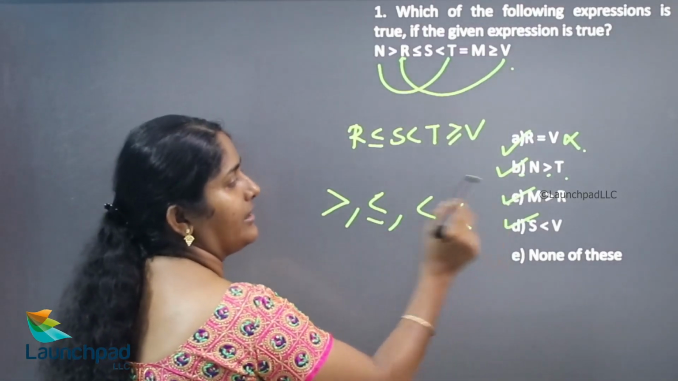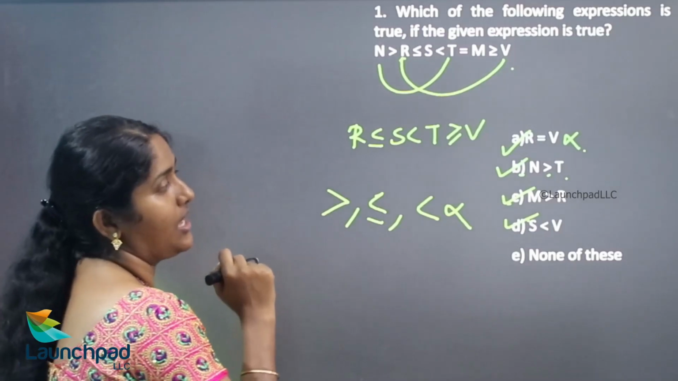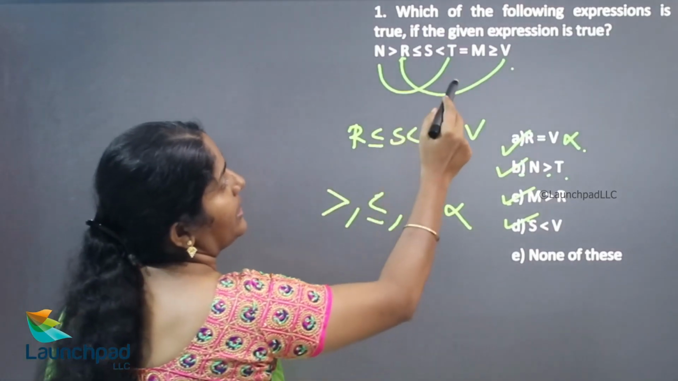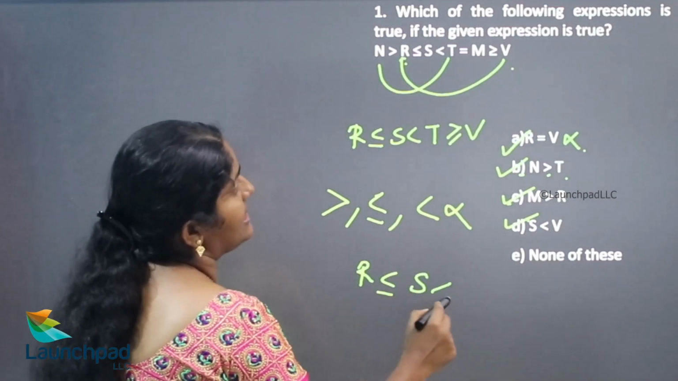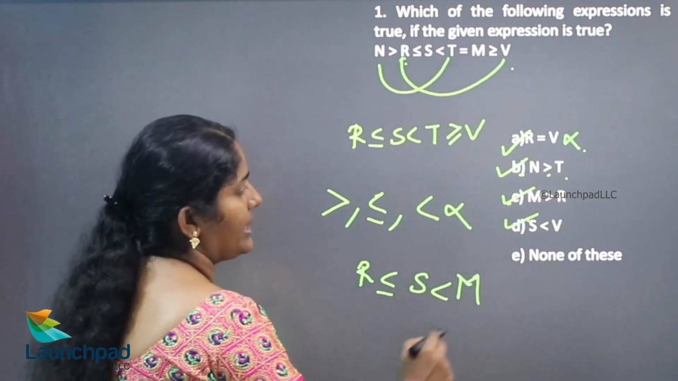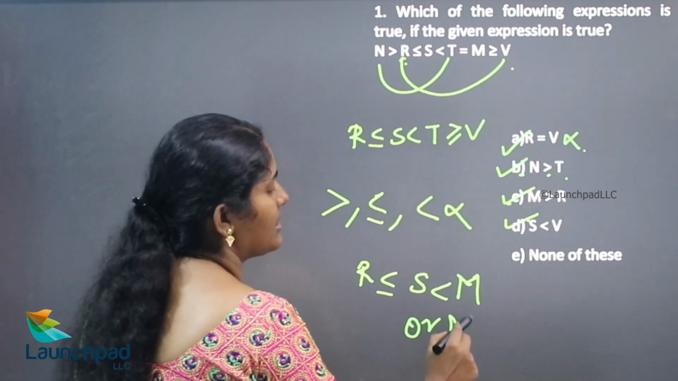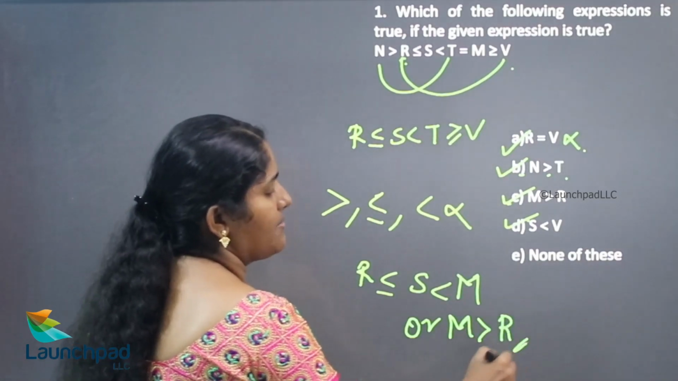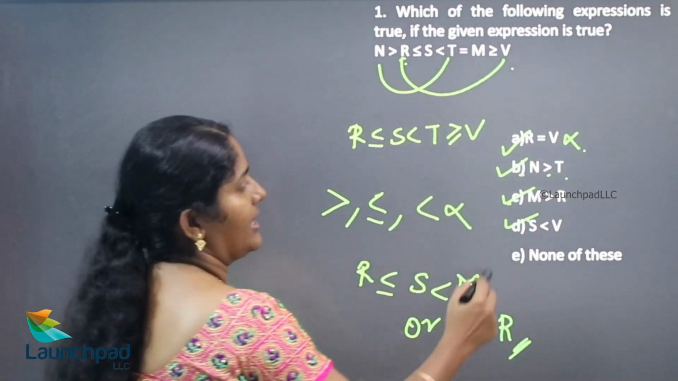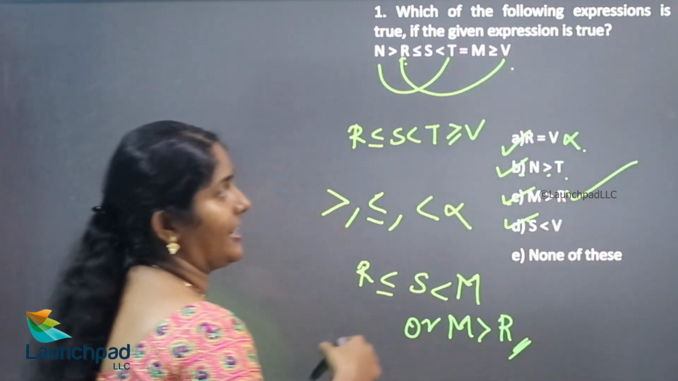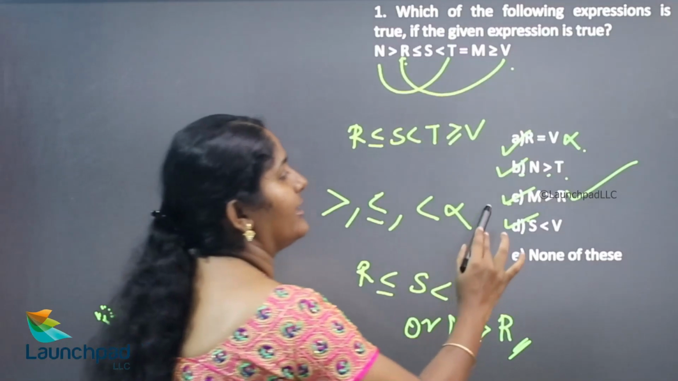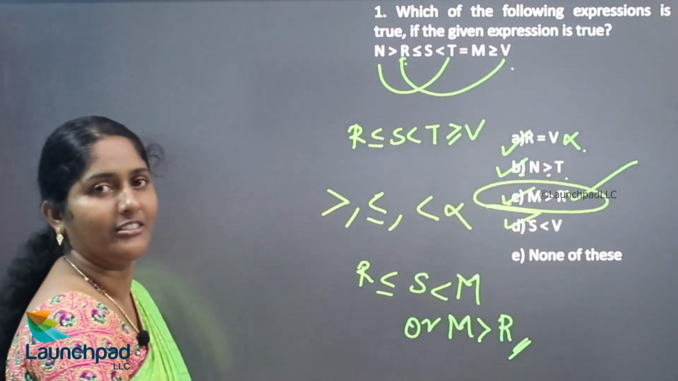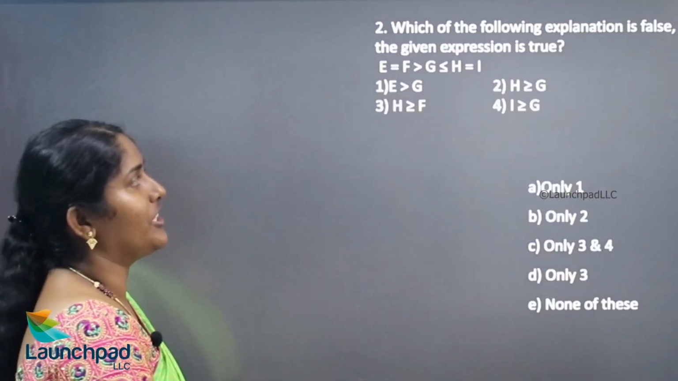After that, what is your third conclusion? Sorry, third equation, M greater than R. So here, what is the R? Less than or equal to, yes, less than M. So I can write M is greater than R. M is greater than R. Hence, option C is the correct answer. Option C is correct for the given expression. Okay, we'll move on to our next question.